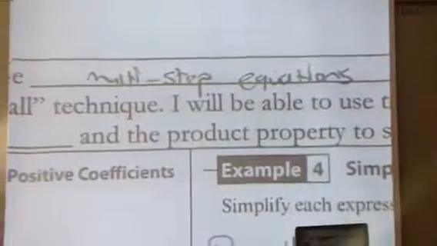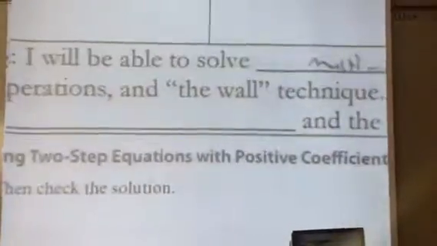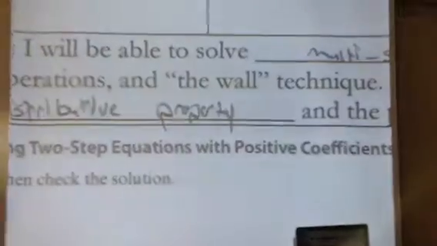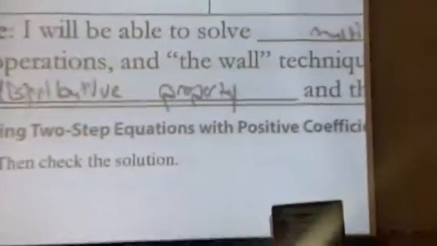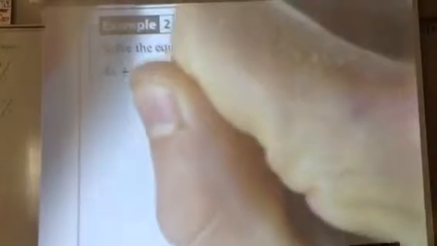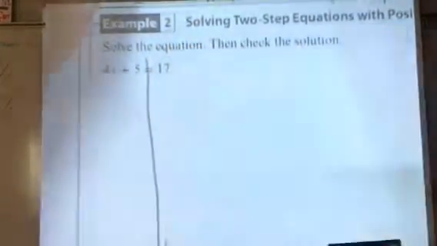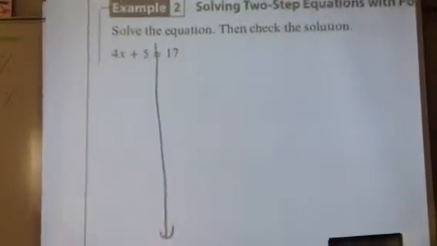And the second thing is I will be able to use the distributive property and the product property to simplify expressions. So, two different things that I've seen that we need a little extra support on. The main thing about this is if you do not have this down, it is hard to do anything that we are doing going forward. So this says to solve and check.